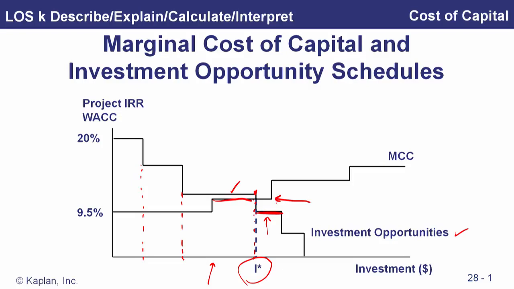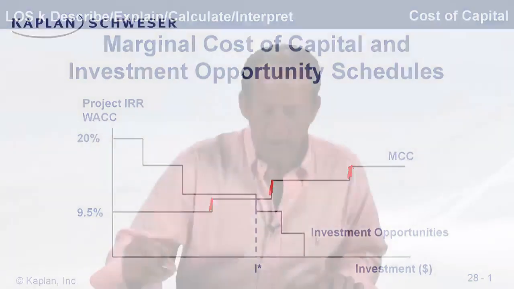So the stepwise part of the investment opportunity schedule is clear. What we're going to look at and develop now is where these increases here and here and here come from. Where do those jumps up in the marginal cost of capital schedule come from? So where do we have these break points?